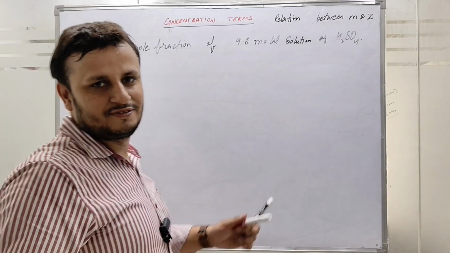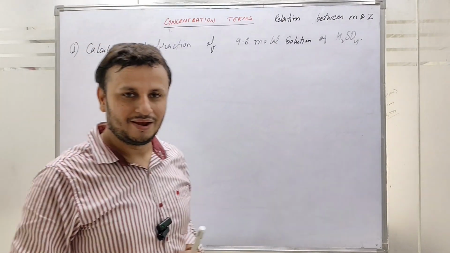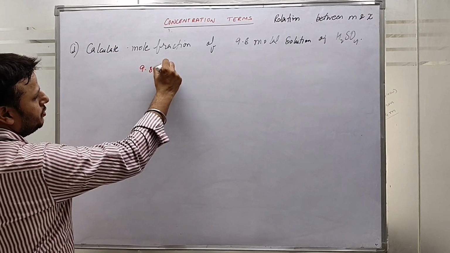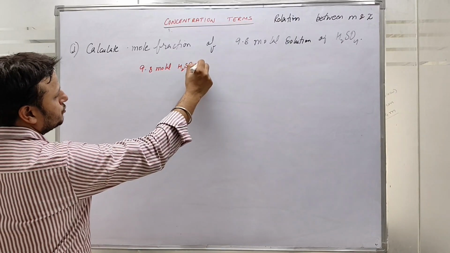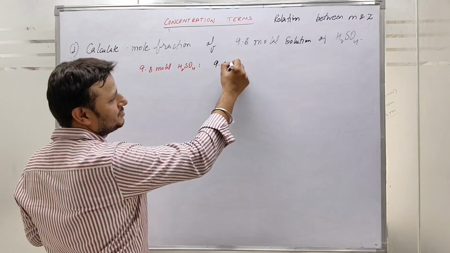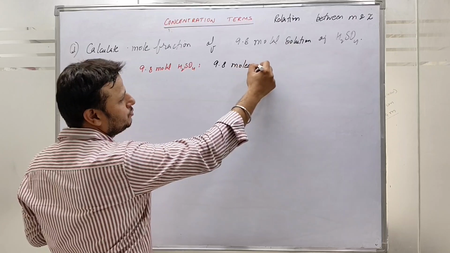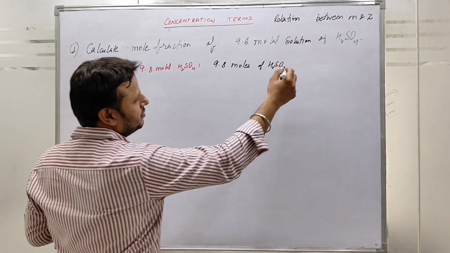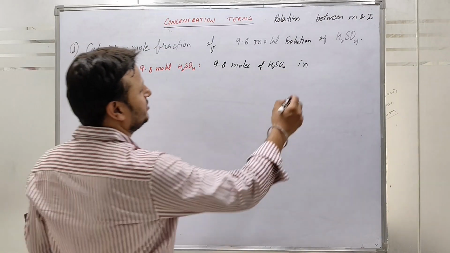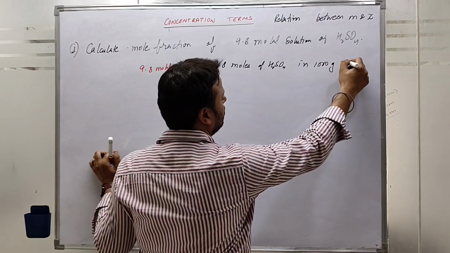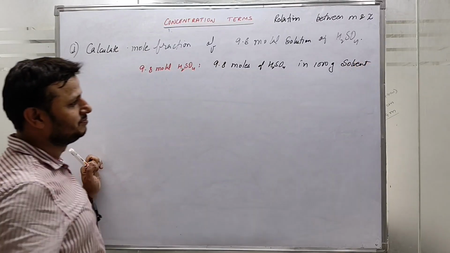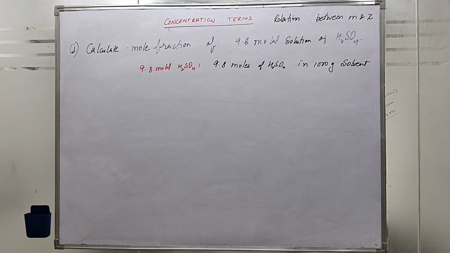So now the next is relation between small m molality and mole fraction. We are given 9.8 molar H2SO4 solution. So molality means moles, 9.8 moles of H2SO4 in 1000 gram solvent.